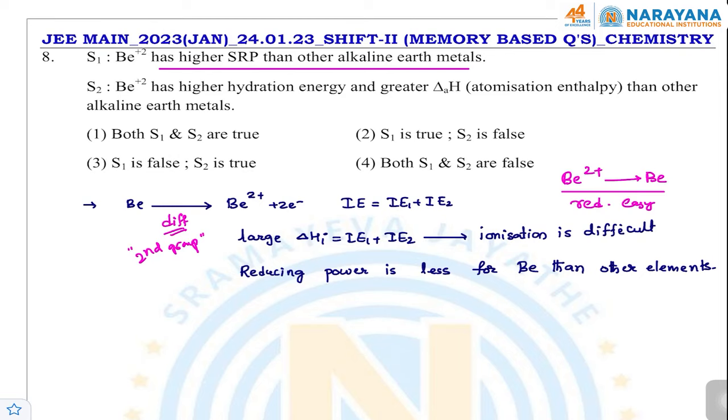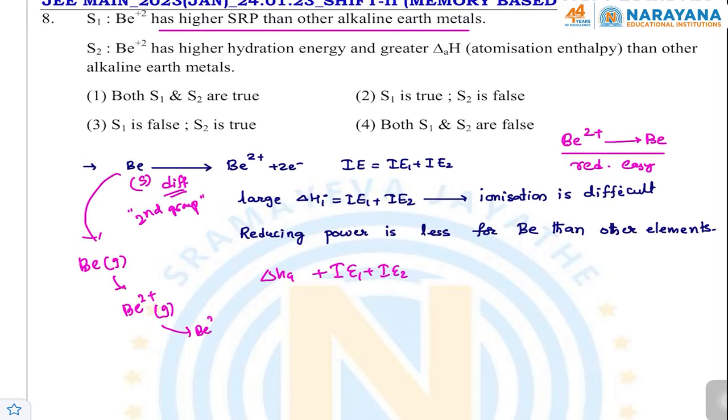So oxidation of beryllium in aqueous solution involves the sum of ionization enthalpies IE1, IE2 and atomization. Beryllium should first be converted to beryllium gas. Beryllium gas should be converted to beryllium +2 gas. Then beryllium +2 gas should be converted to beryllium +2 aqueous solution. Here 3 steps are involved: one is sublimation or atomization, then ionization IE1 plus IE2, and delta H hydration.